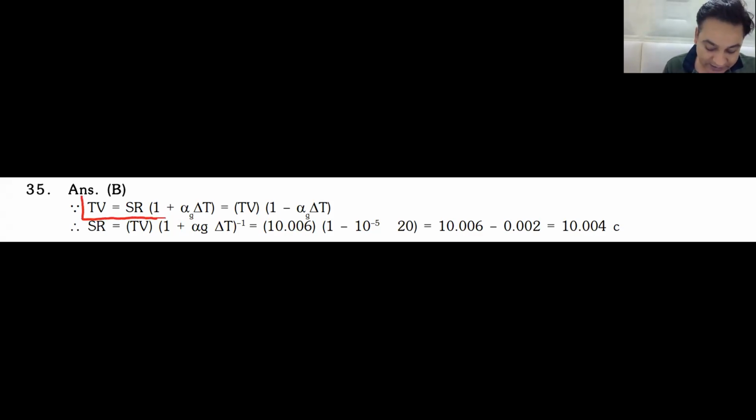This is the formula that you must remember, and this is the formula that I wanted you to remember. This is how you must remember it. True value is scale reading into 1 plus alpha multiplied by delta theta. If you remember this formula, you should do good. This one formula will save you in really, really bad times. Okay? Yes, sir.